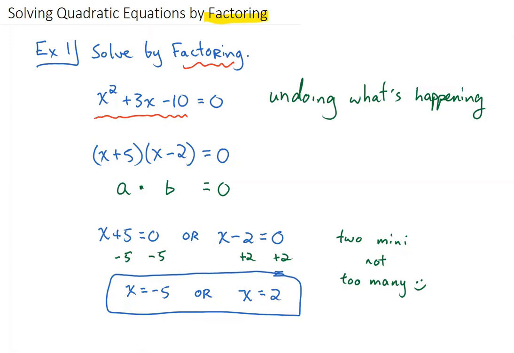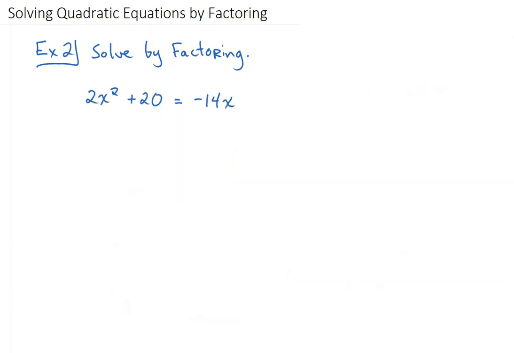Let's look at some other ones. This is just the general idea of solving by factoring. Now we've learned different factoring methods, so when you're solving by factoring, any of those methods are on the table that you might need to use. So here we factored a trinomial, but you might in an equation end up with other types of factoring that you need to do. To see that, let's look at this next example. Let's say we have 2x squared plus 20 equal to a negative 14x.